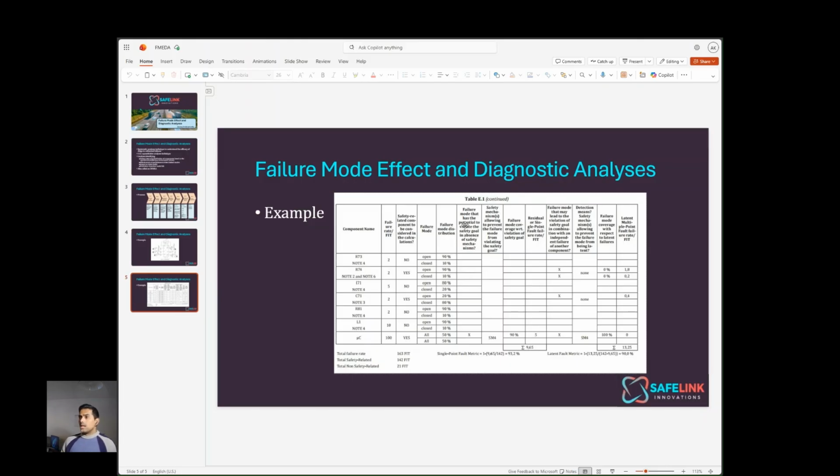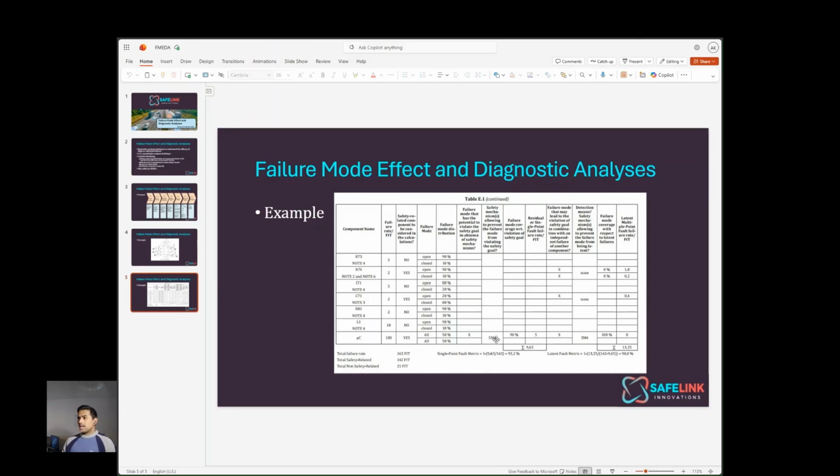Or even before that, we need to determine if a failure of this component in the absence of a safety mechanism can violate a safety goal. And if the answer is no, then we don't have to do anything about it. If the answer is yes, then we have to see what is the appropriate safety mechanism for it.